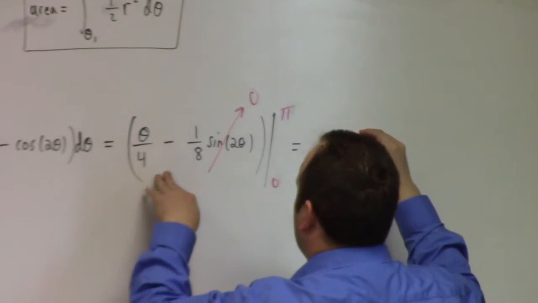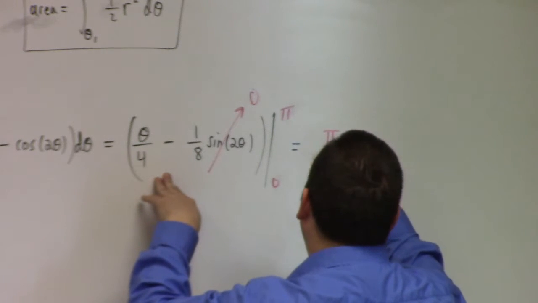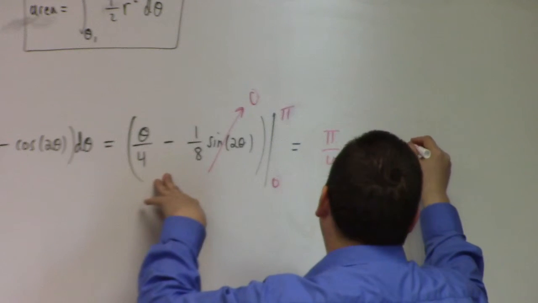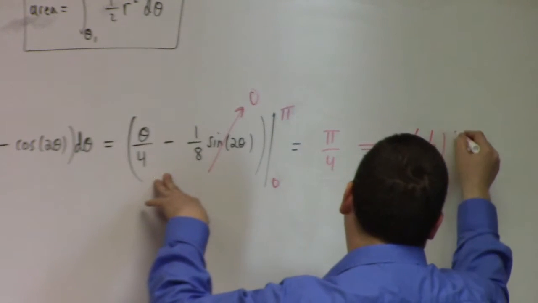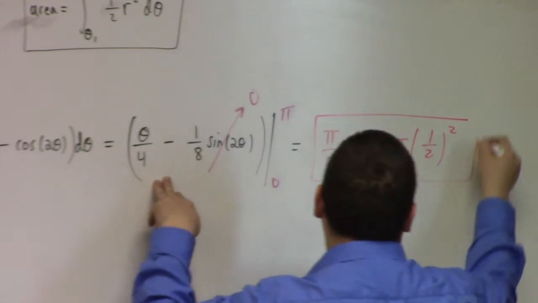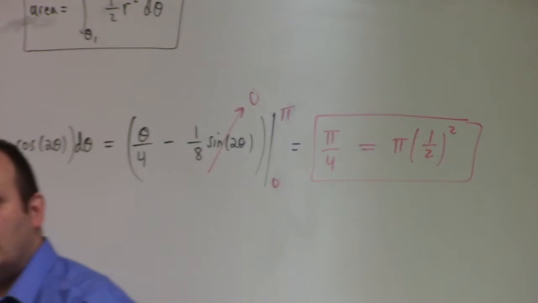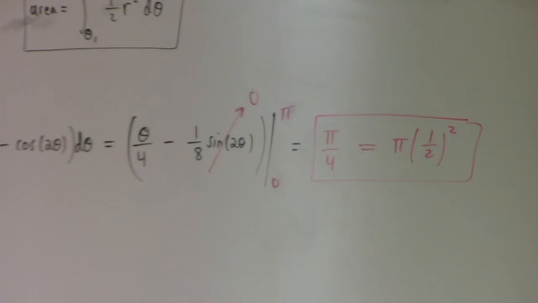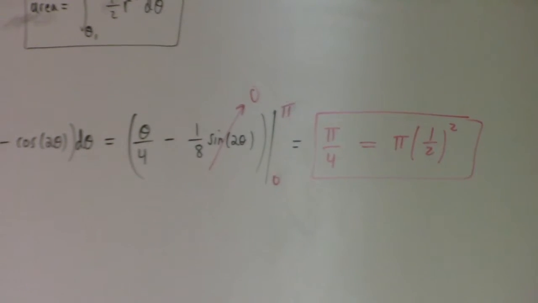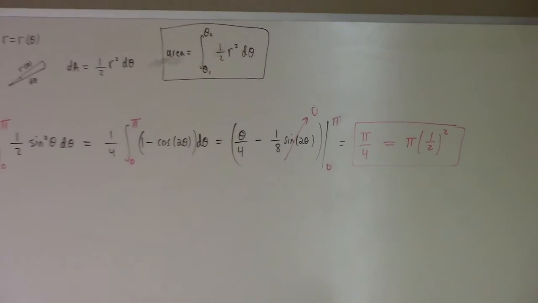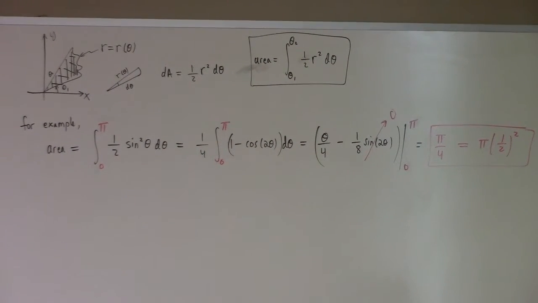And this just gives us back pi over 4, which is also known as pi times 1/2 quantity squared, which is, of course, really not surprising, given that this is a circle with radius a half, so its area is pi times 1/2 squared, right? So the reason I'm doing this, of course, is not to show you the best way to calculate this area. I am merely trying to illustrate how we calculate area based on the polar formulation of area calculation, all right? Does that make sense?